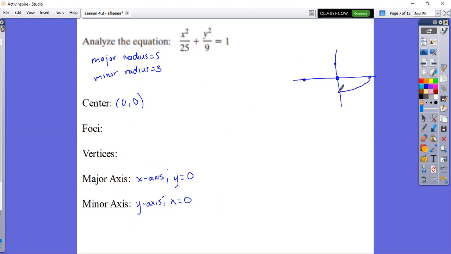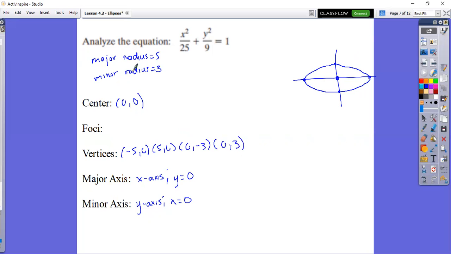So this ellipse will look something like this. I'll try to draw it as best as I can. All right, so I have the vertices now. They're at -5, 0, 5, 0, 0, -3, and 0, 3.